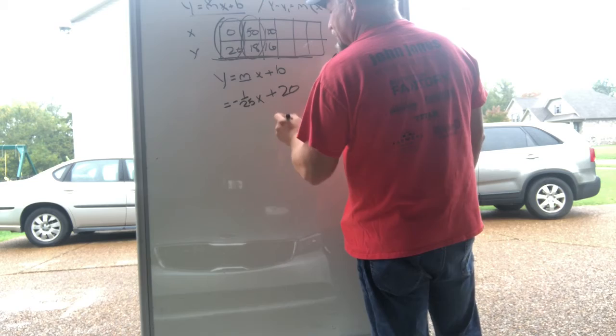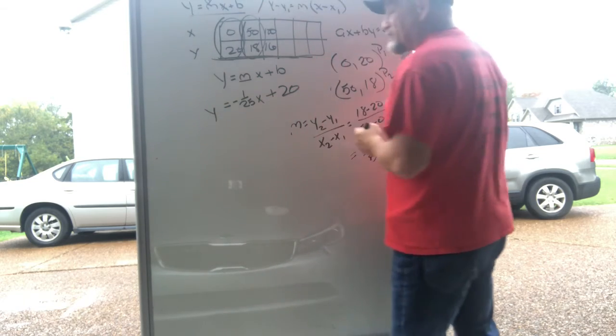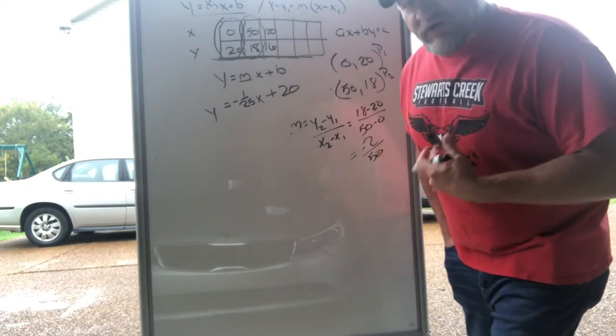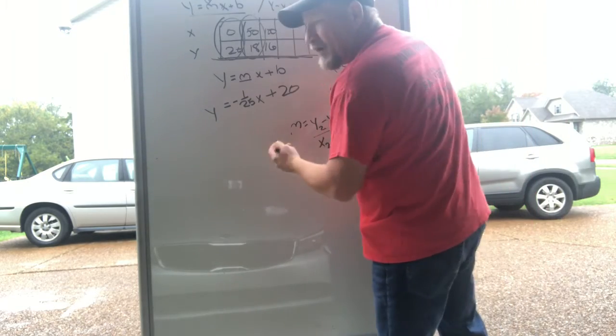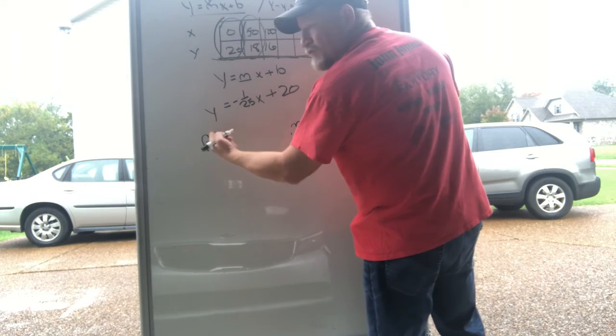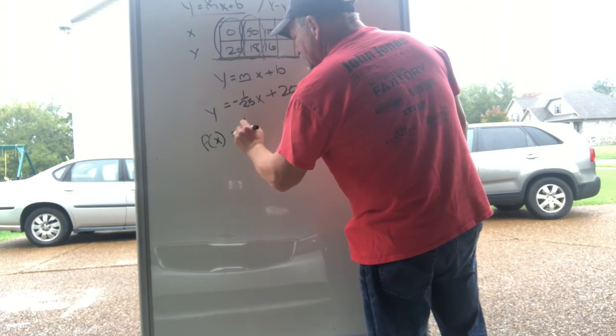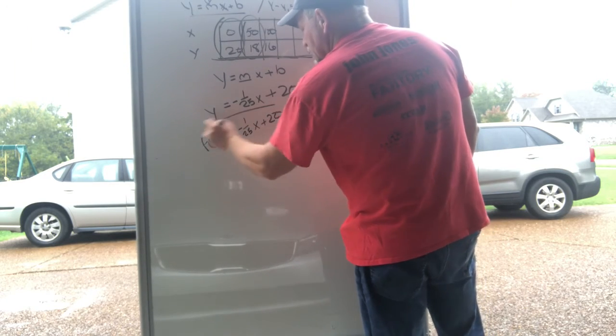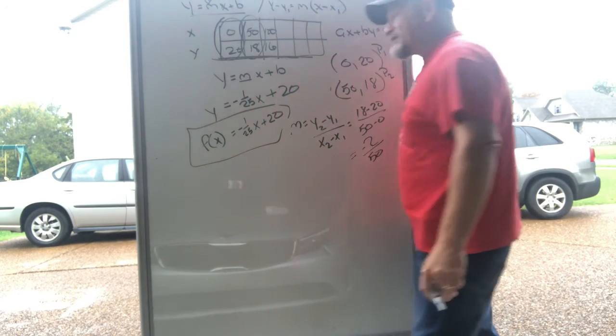Bring that x down, and that gives me the equation. Now, the question itself, I think it said something about write the function for that. This is a linear equation, and we want to write it as a linear function. So just remember, all I have to do is replace the y with f of x: f of x equals negative 1 over 25x plus 20. And that's how we do that.